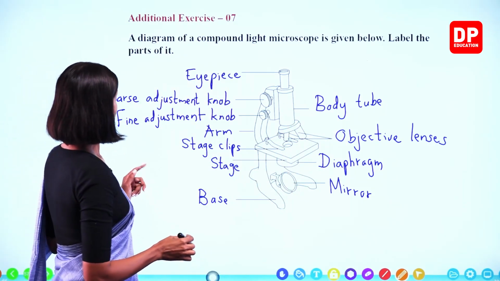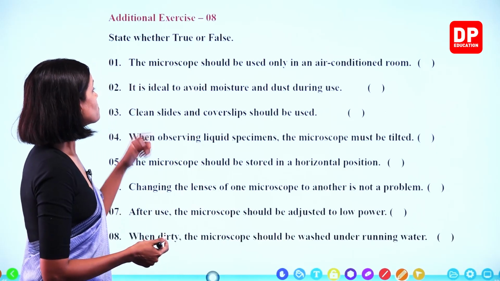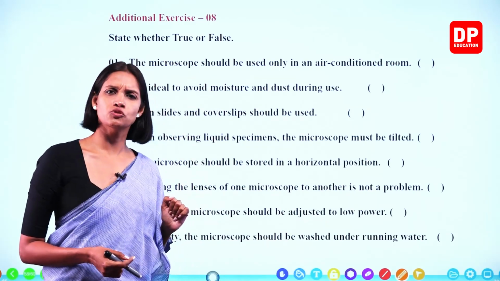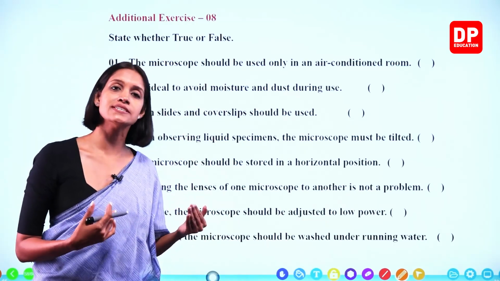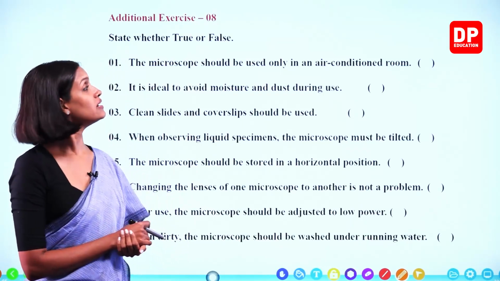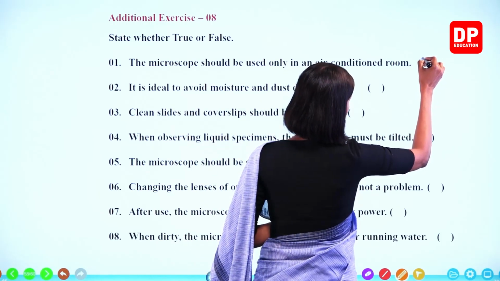Okay? We'll move on to the next. Right. Exercise number 8. State whether true or false. The microscope should be used only in an air-conditioned room. This is not true. You can use it just anywhere, but we have to make sure to clean it after using it. Right? So this is false. We'll write F here.